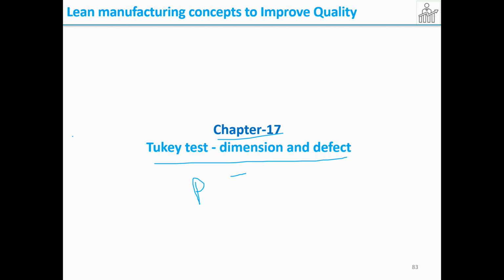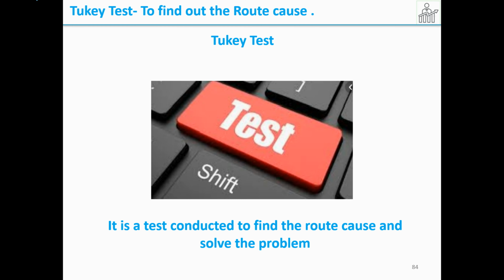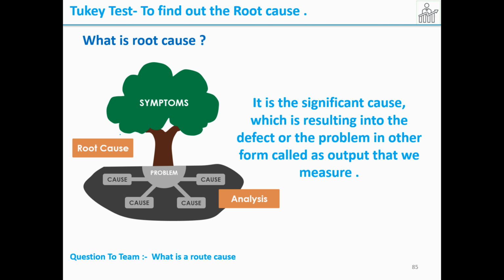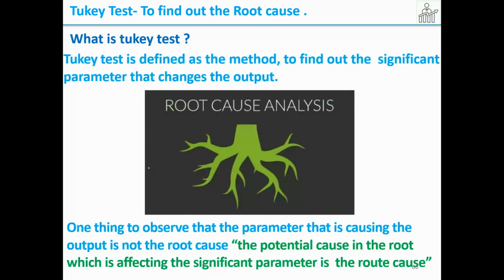So, Tukey test. Why we do the Tukey test is to find out the significant parameter that is affecting our output. That can be for dimension or defect. So it is a test conducted to find out the root cause and solve the problem. Let us understand what is root cause. It is a significant cause which is resulting in the defect or the problem, in other form called the output that we measure. So that is a root cause.